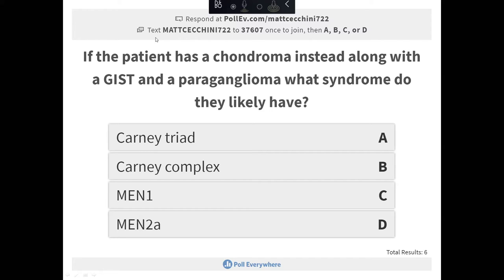Is it A, Carney triad? And I'm being really tricky. I'm giving you another Carney, the Carney complex, which is different than Carney triad. Is it C, MEN1, or is it D, MEN2A? Definitely a challenging question.